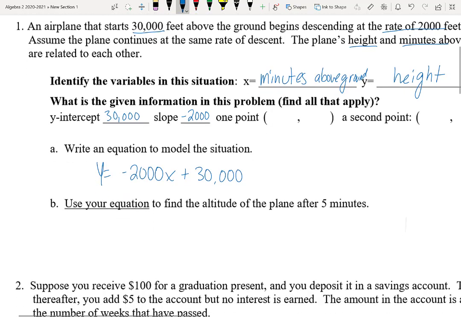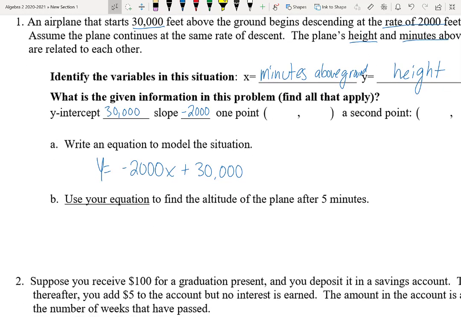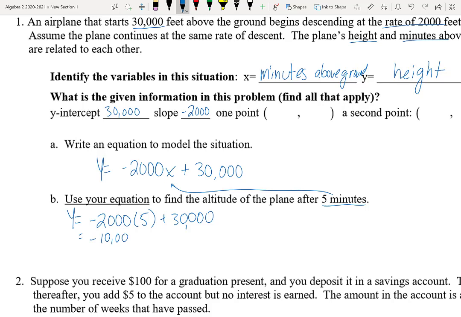For part B, we're trying to find the altitude after 5 minutes. Well, 5 minutes is a time, so that's going to be an x value. We're going to plug that into our equation. So y equals negative 2,000 times 5 plus 30,000. So negative 2,000 times 5 is negative 10,000 plus 30,000 tells us that we're going to have an altitude of 20,000 feet. Pretty straightforward.